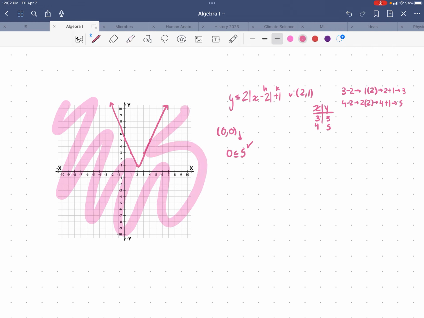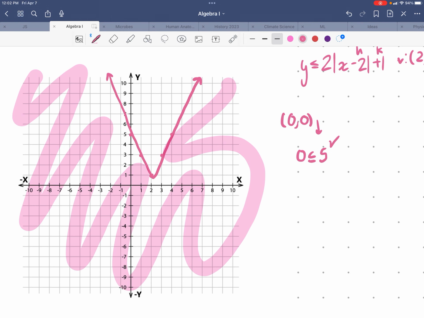And now finally for the vertex, since our equation is quadratic in the x, this means our axis of symmetry will penetrate the x-axis along the vertex. So therefore, x is equal to 2.